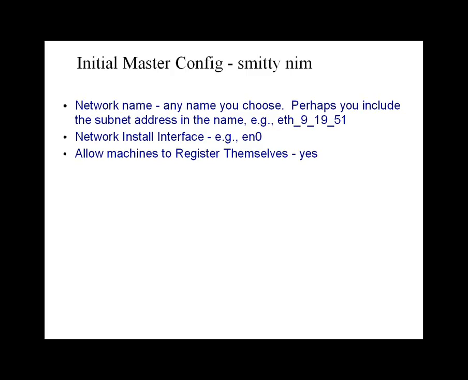And the next page, just some notes. Network name, any name you choose. I like to include the subnet address. NIM resource names can include an underbar. They can't include a dot. A resource name can point at a directory or file, and that file name might have dots in it, but the resource name itself needs to have underbars, so keep that in mind.